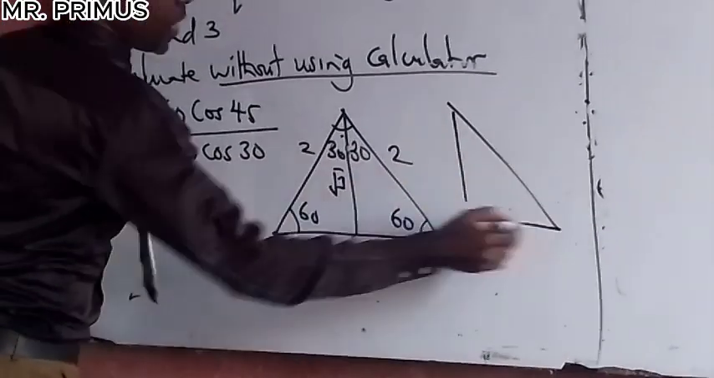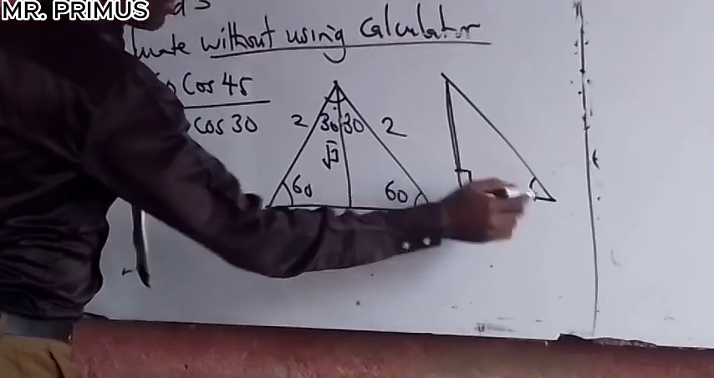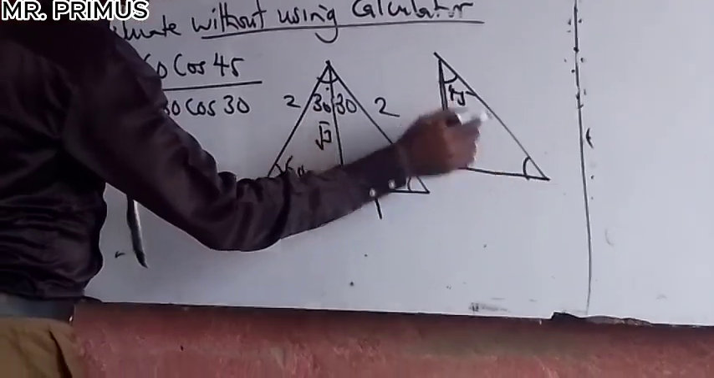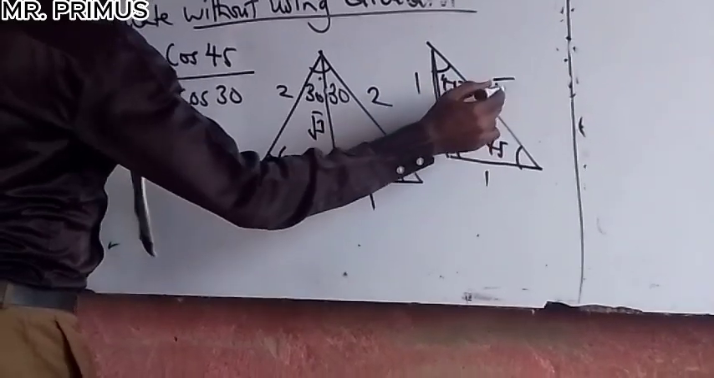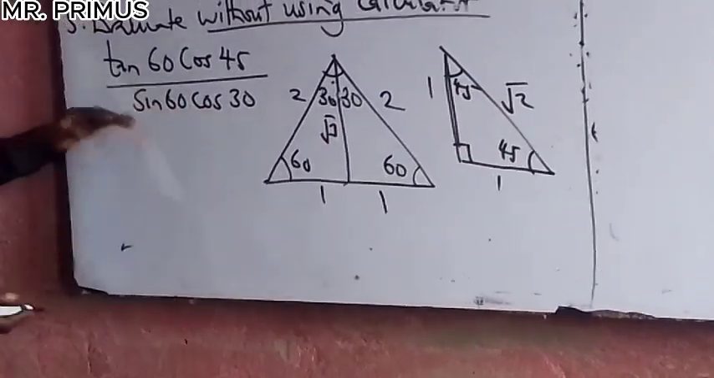Then for the 45, you know, tan 45 is 1. 45, this place remains 45. This is 1, 1. If this is 1, 1, then this is root 2. So we can now apply this.